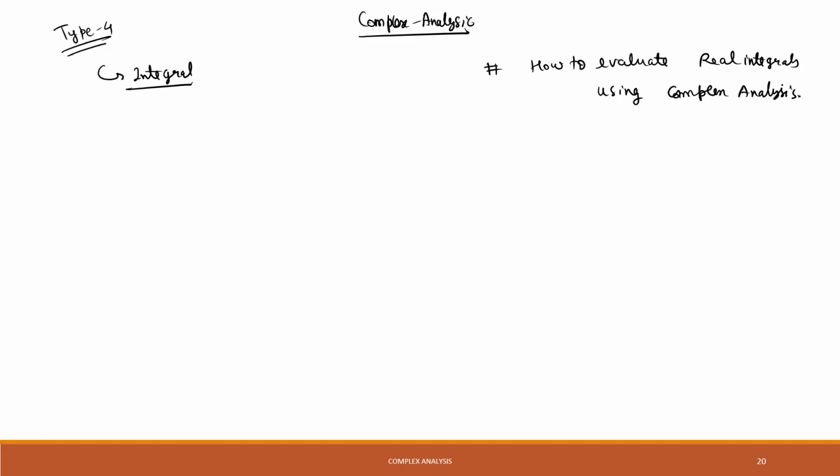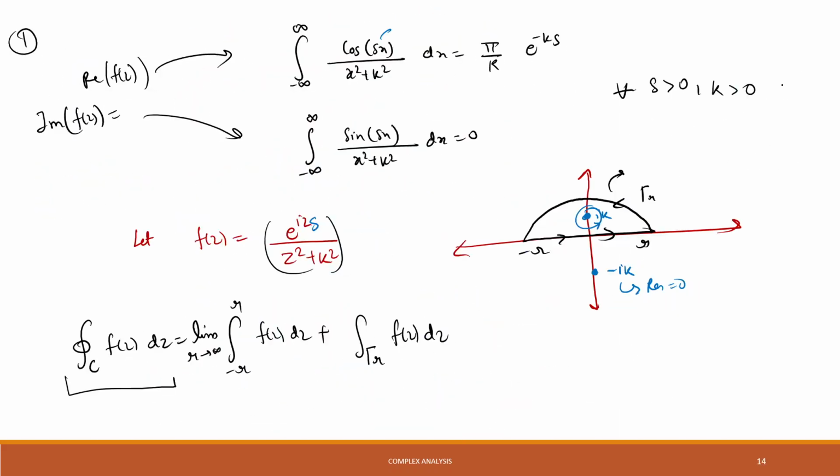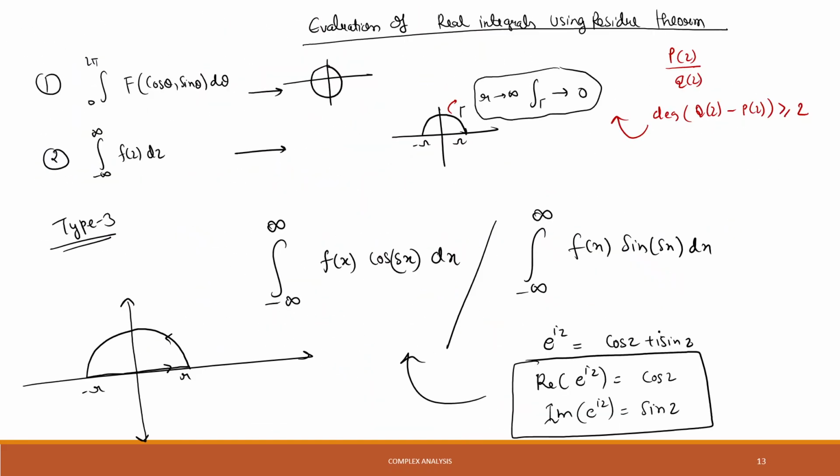Okay, let's do some recap. By far we have studied approximately 3 types of integrals. First was the trigonometric type. The second was the improper integral of the type f of z dz, in which we have taken examples like the integral from minus infinity to infinity of dx over (x square plus a square)(x square plus b square).